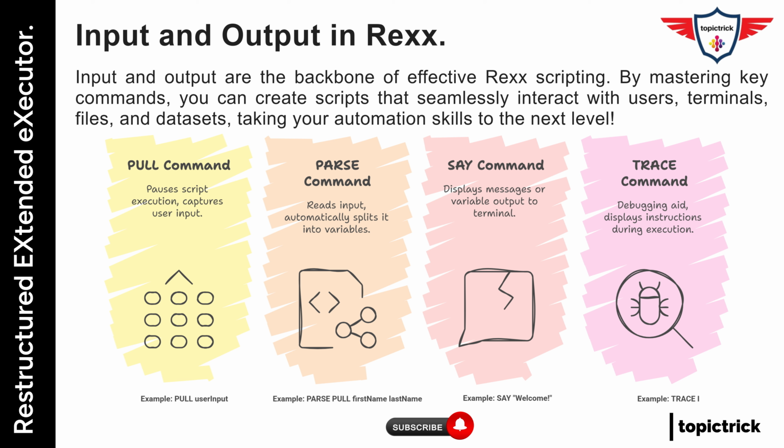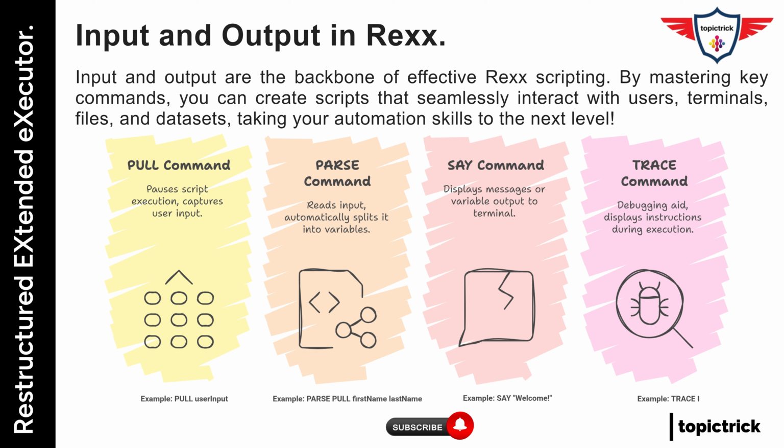In Rexx, we commonly use the pull instruction. When you use pull, Rexx pauses and waits for the user to type something. Once the user enters the text and hits enter, Rexx captures that text into a variable. For example, if you write something like pull user input, Rexx will wait for the user to type a value and then store whatever they entered into the variable called user input.